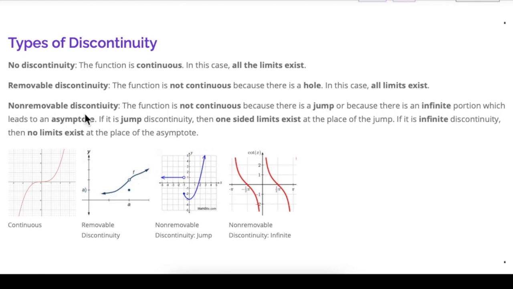Next is non-removable discontinuity. The function is not continuous because there is a jump or there is an infinite portion which leads to an asymptote. So you can see there's two types of non-removable discontinuity. Here we have the jump, so it goes along and then it jumps to a different spot and then comes up. And then this one has an asymptote. You can see right here the red lines on the graph never cross this line where the asymptote is, and that is infinite discontinuity. If it is a jump discontinuity, then one-sided limits exist at the place of the jump. If it is infinite discontinuity, then no limits exist at the place of the asymptote.